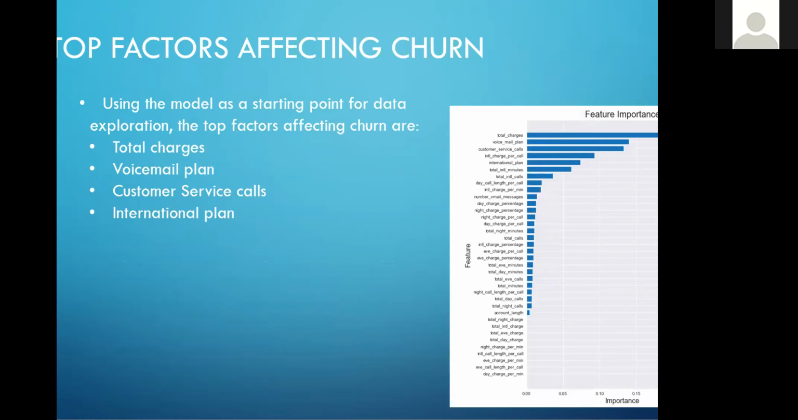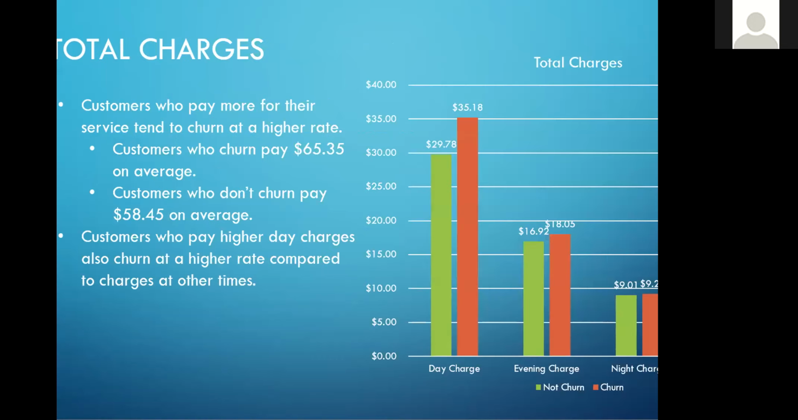So the top factors that I found affecting churn: I used the model as a starting point for data exploration as to what might be causing churn. And the features that I noted were the total charges, the voicemail plan, the customer service calls, and the international plan that was on offer. The total charges were interesting because customers who pay more for their service tend to churn at a higher rate.